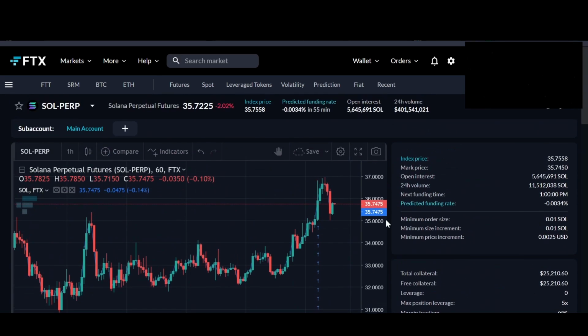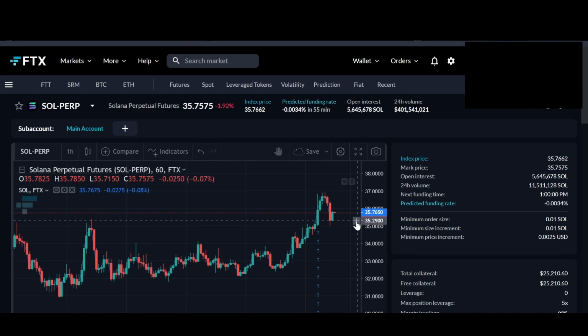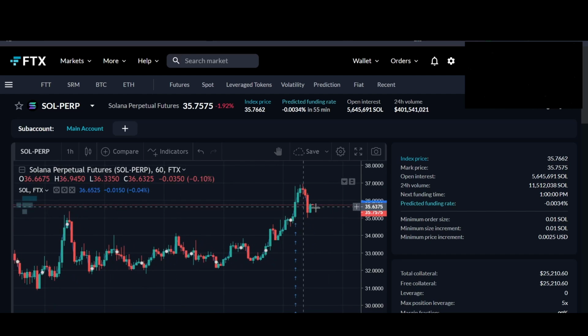So okay, let's say I want to enter a Solana short right here. My stop loss will always be at a point where I feel that my trade will be invalidated if the trade goes against me. So just to give you an example, usually it will look something like this. I will short around this area. My stop loss will be above here, about 37.23.